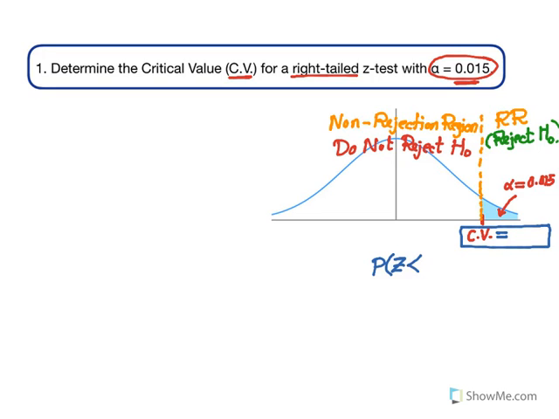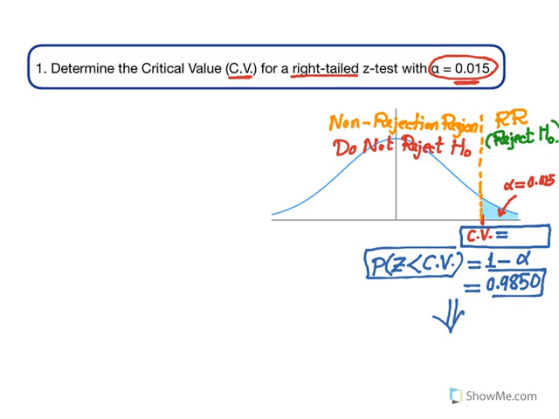So the probability that Z is less than this critical value is equal to the area to the left of the critical value, but we are given alpha. Alpha is the area to the right in this case because it's a right-tailed test. So the area to the left is going to be 1 minus the area to the right, which is alpha. So 1 minus alpha. If you do 1 minus 0.015, you'll get 0.9850. Okay, so this is the area to the left of the critical value. So immediately we can now use the Z table because we have the area to the left.